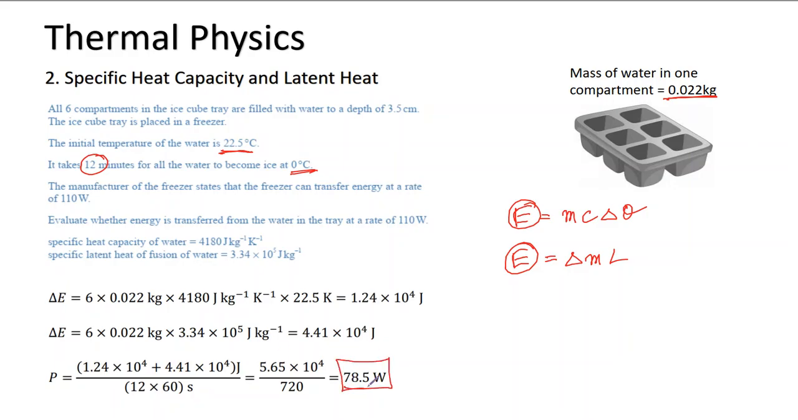The question said the manufacturer of the freezer states that the freezer can transfer energy at a rate of 110 watt, but your calculation says otherwise. It says it transfers energy at a rate of 78.5 watt. So the claim is not correct.